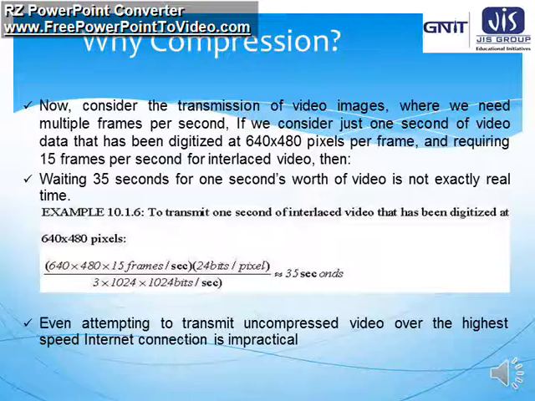So here we can see the examples. Even attempting to transmit uncompressed video over high speed internet connections is impractical. So for this example we can see, to transmit this type of video, image compression is essential and it's a must.